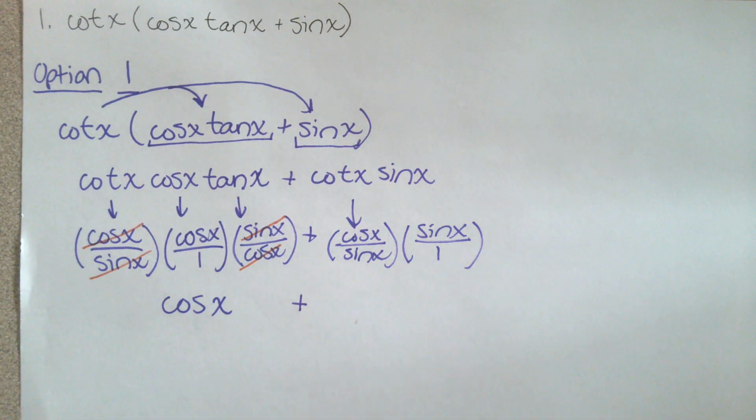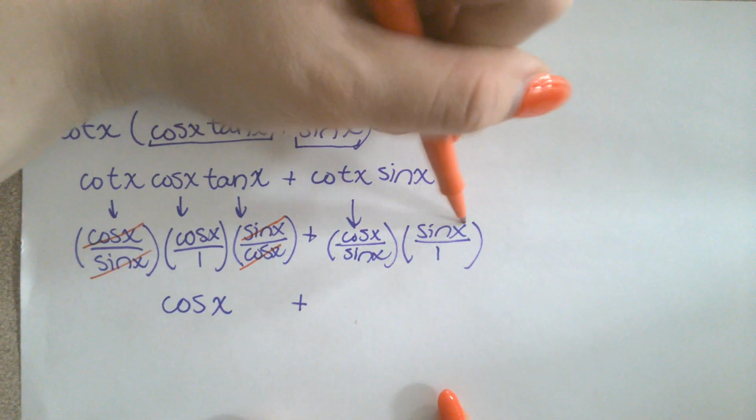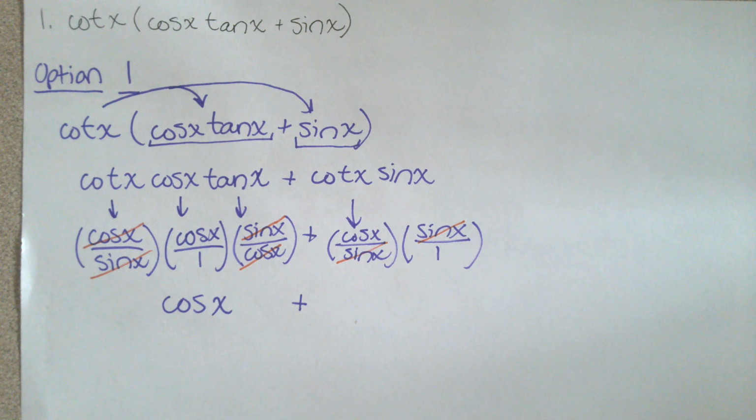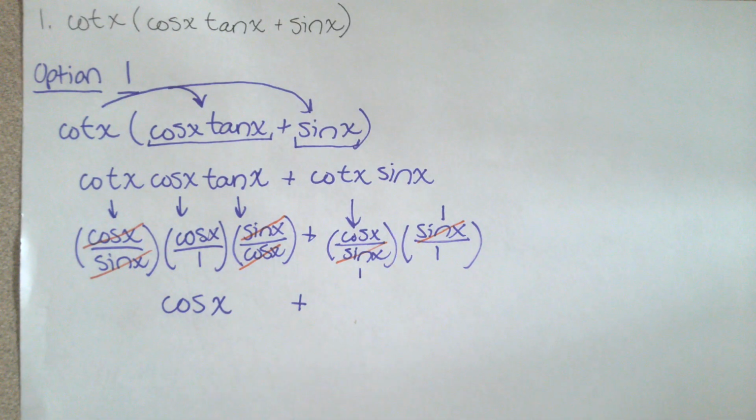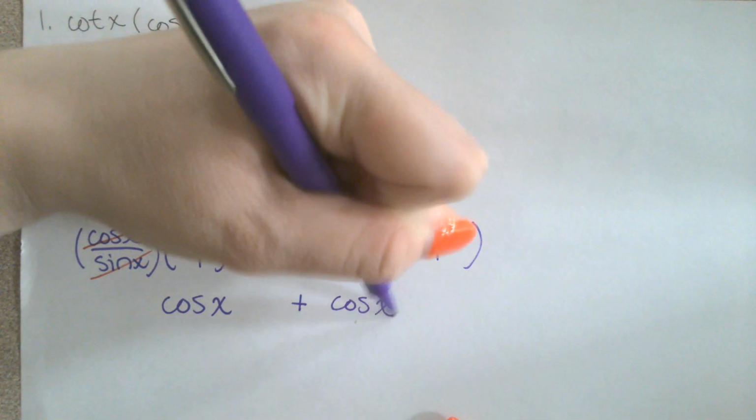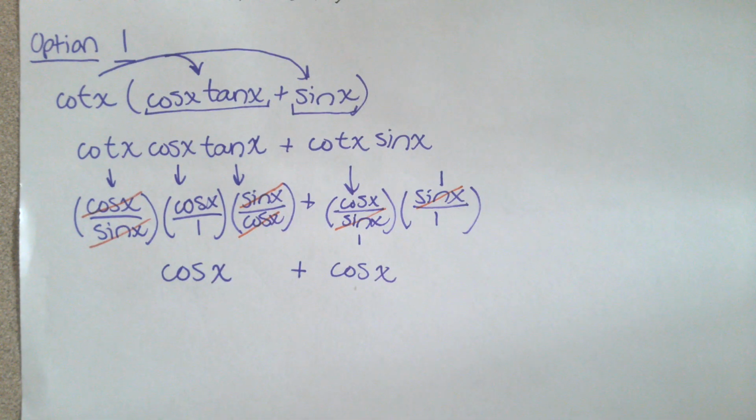Plus, and then we'll do the same thing over here. I've got a sine on top and bottom, so those cancel. So if I were to multiply, these would just become 1s. So that's just cosine. All right, cosine x plus cosine x.